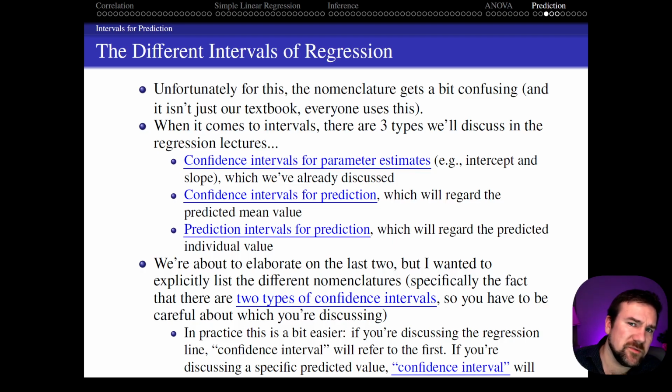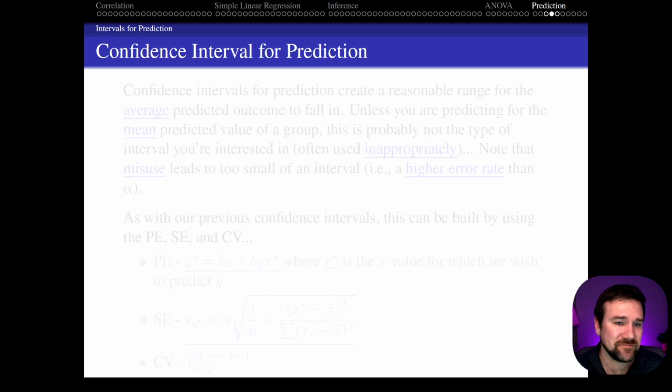But if you're discussing a specific predicted value and you start talking about confidence intervals, they are going to refer to that second type, the confidence interval for a prediction. So the context will usually give it away, but it is confusing that there are 2 types of confidence intervals. And unfortunately, this isn't just this course or just Dr. Florin being crazy or this textbook being crazy. This is kind of how it is. This is kind of the general nomenclature. All right, so let's jump into these different types.